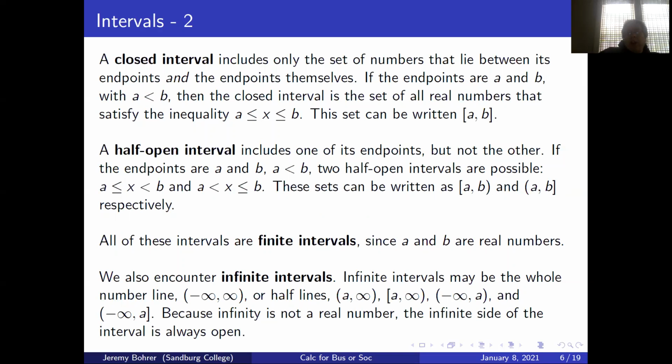All of these intervals are finite intervals, since A and B are real numbers. We also encounter infinite intervals. Infinite intervals may be the whole number line from negative infinity to positive infinity, or half lines from A to positive infinity, not including A, from A to positive infinity, including A, from negative infinity to A, not including A, and from negative infinity to A, including A. Because infinity is not a real number, the infinite side of the interval is always open.